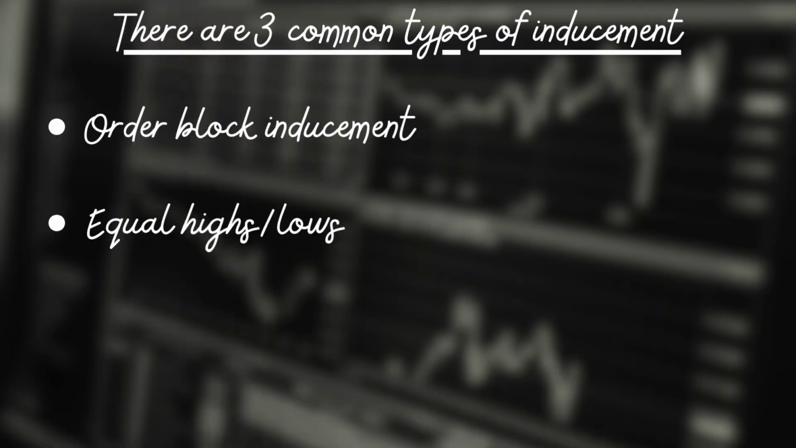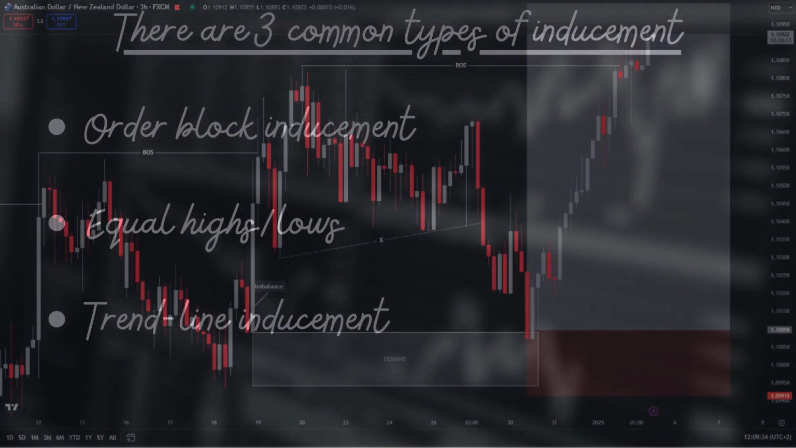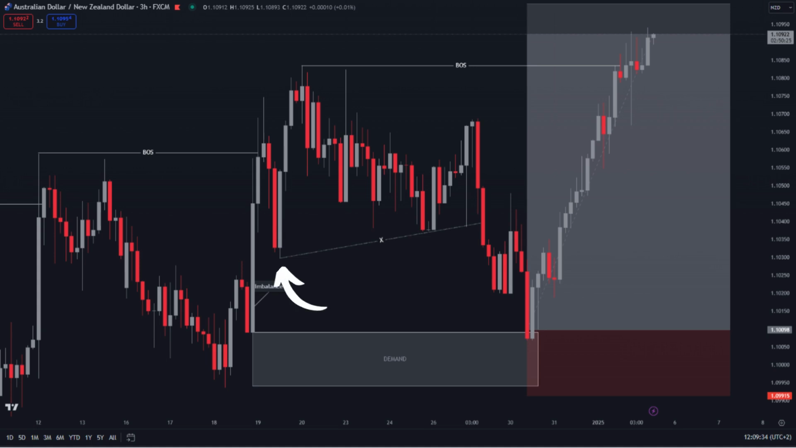The third type of inducement is a trend line. In this price chart, we can see a trend line with multiple touches. Traders using trend line strategies became the target here. Their stop losses, placed below the trend line, created liquidity. Institutions swept this liquidity and entered their buy trades at the extreme demand zone, leading to an instant push to the upside.